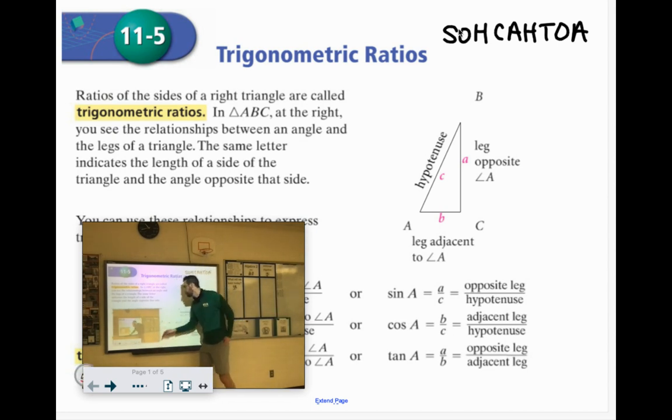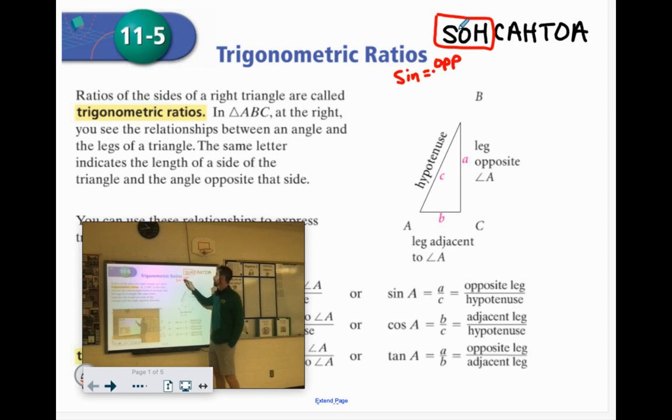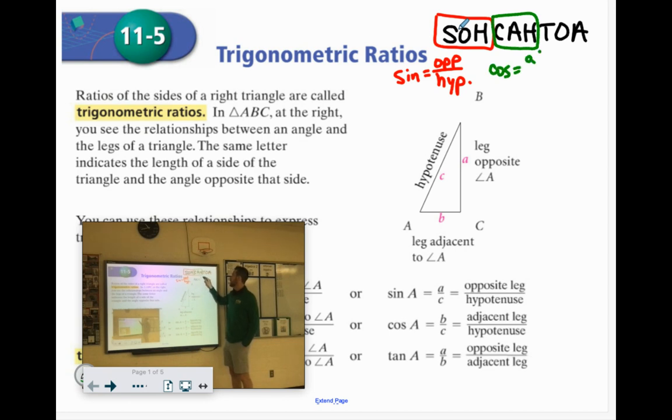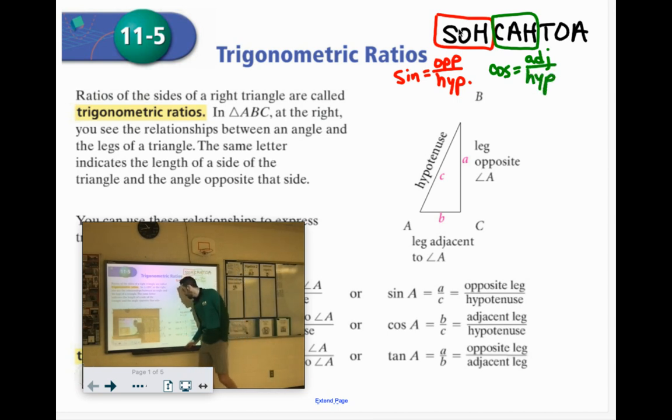But here's the idea. It just gives you ratios, which are fractions. So this SO says sine equals the opposite over hypotenuse. And you'll see what this means. This is what we're practicing today. The CA part is cosine is equal to the adjacent side over the hypotenuse. And again, we'll talk about that in a minute here.